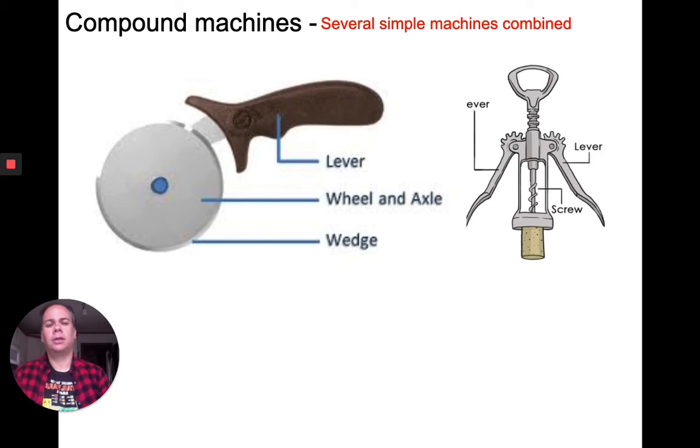An example is a pizza cutter here. This pizza cutter has several simple machines built in. You have the wedge, which is the blade of the pizza cutter. Let me see if I have one. I'm in my kitchen right now. One second.